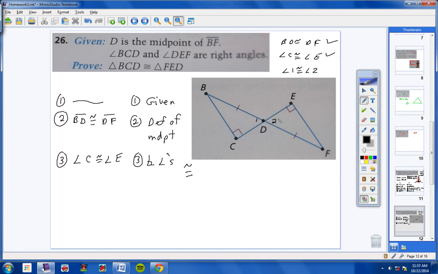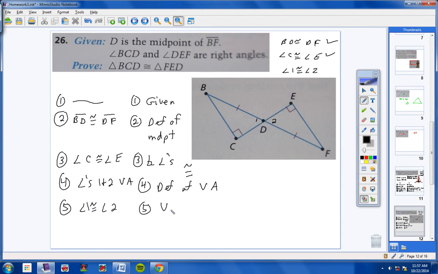Now angles 1 and 2. Let's go ahead and state angles 1 and 2 are vertical angles. And the reason would be, of course, definition of vertical angles. Then I can state that angle 1 is congruent to angle 2 because we've learned that vertical angles are congruent. So check that off.